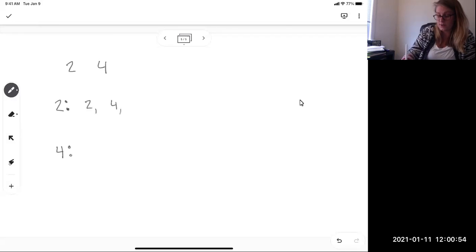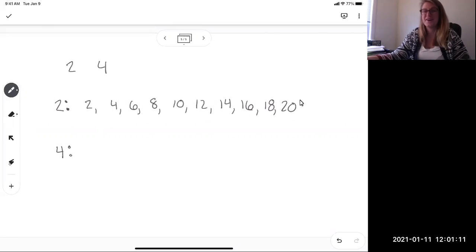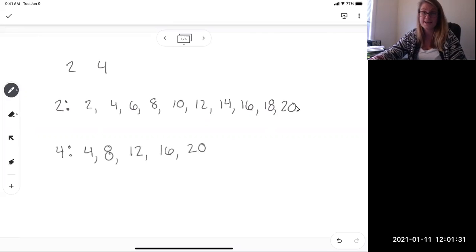2, 4, 6, 8, 10, 12, 14, 16, 18, 20. What do you notice as we're skip counting? We're going to keep going on and on, and we don't know when we should stop. So I got all the way up to 20. So let's do our multiples of 4. 4, 8, 12, 16, 20. I'm just going to stop at 20 because I know 20 is a multiple of 2. So we're going to stop there.